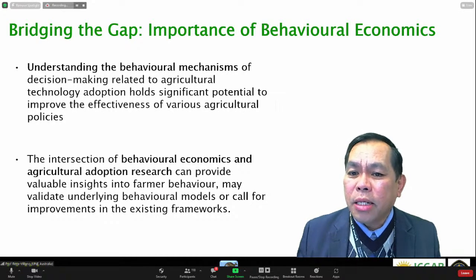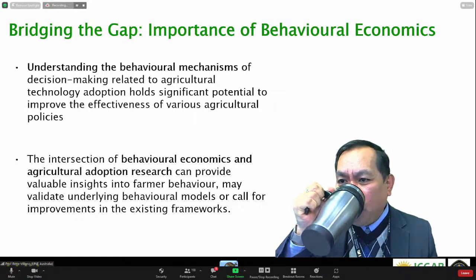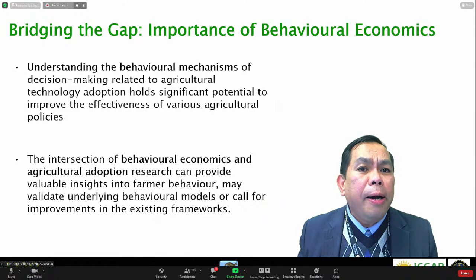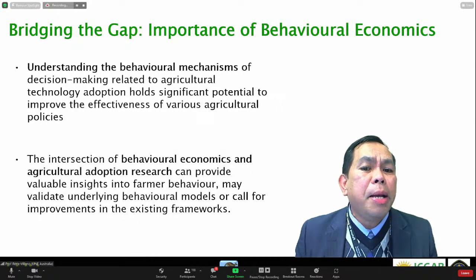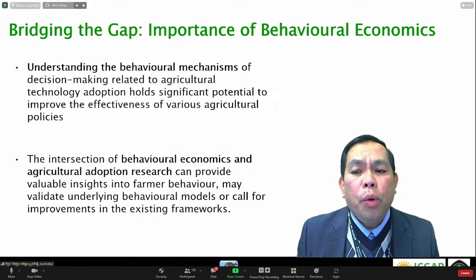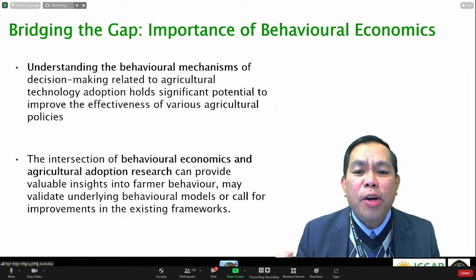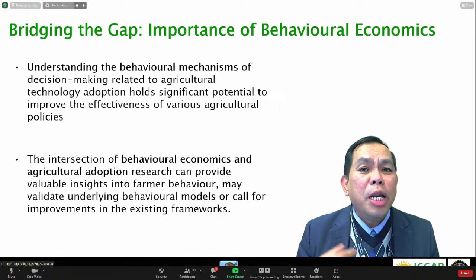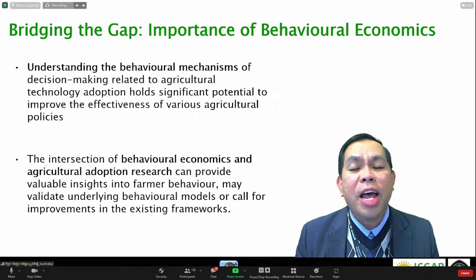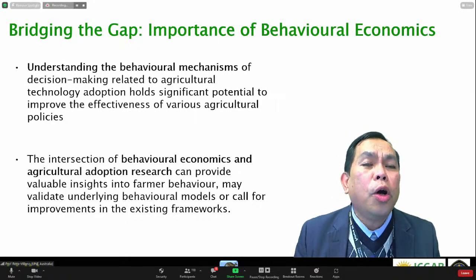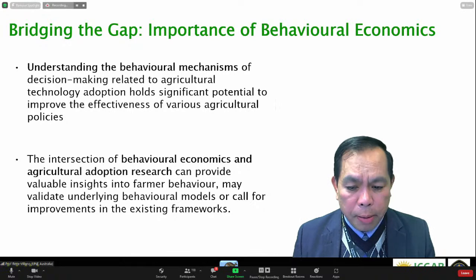Behavioral economics focuses broadly on unpacking the black box of the human decision-making process and exploring the human dimension. So, human cognition and the manner in which tastes and preferences form and drive the decision-making process. And the intersection of behavioral economics and adoption research will provide us insights into farmer behavior that will validate underlying behavioral models or call for improvements in those that already exist or are yet to be developed.